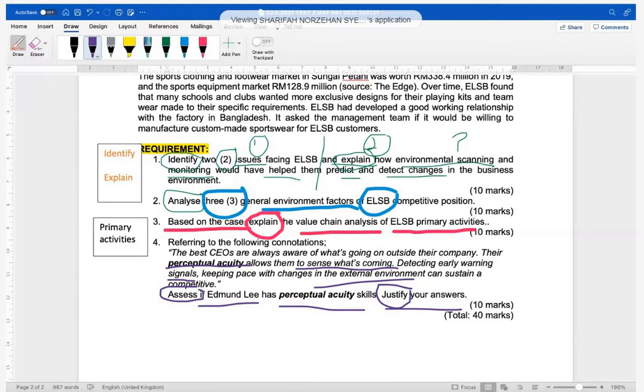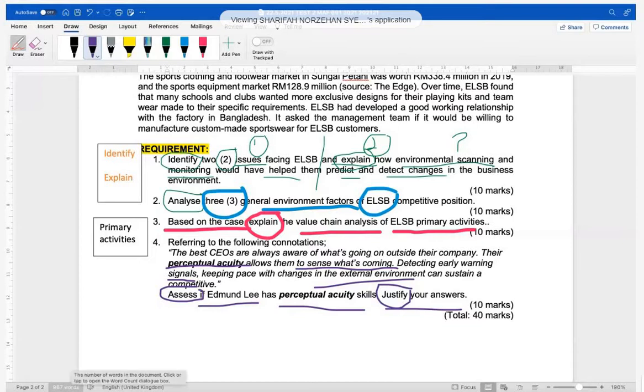Did I explain to you a bit what perceptual equity is all about? So there's no need for you to actually explain again. So answer straight to the point to assess Edmund Lee punya perceptual equity. Go straight to the point. Okay, go straight to the point.